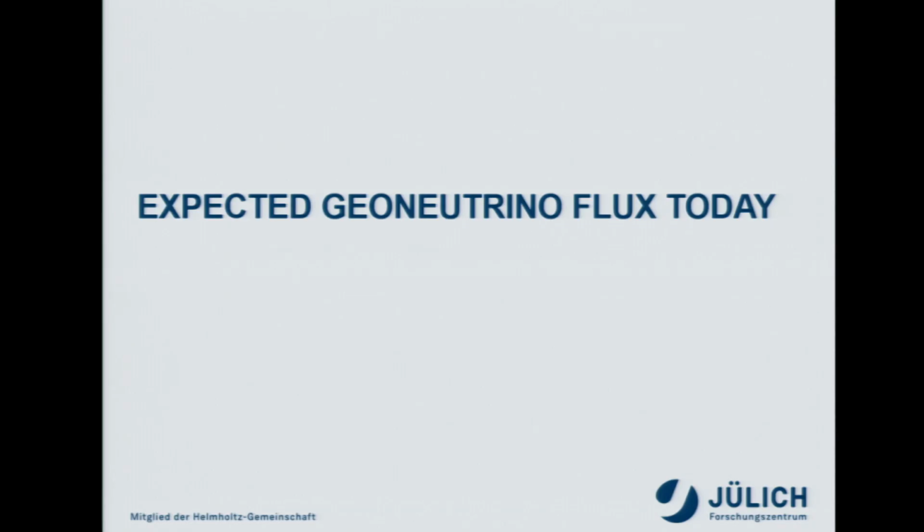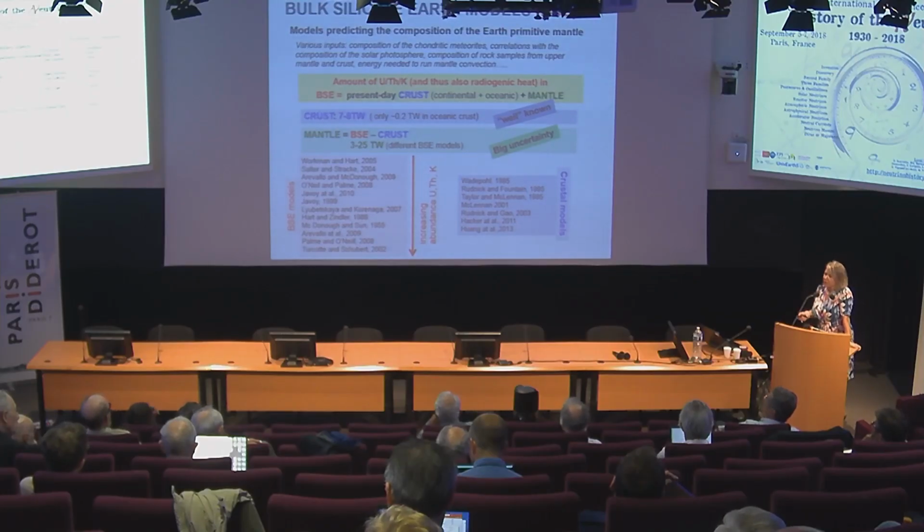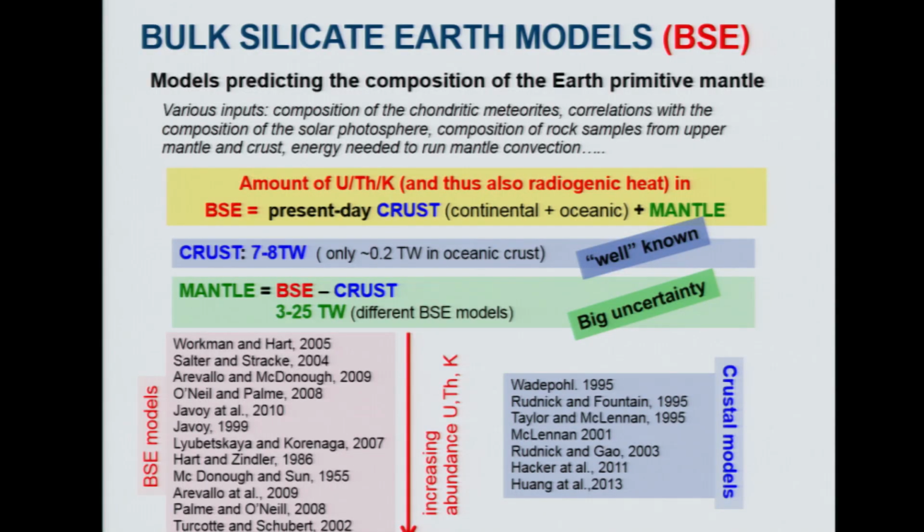So how do we calculate the expected geoneutrino flux today? In this matter, I have to introduce the concept of the bulk silicate Earth models. These are geochemical models which use different kinds of inputs and predict the total abundances of the elements, including uranium, thorium, and potassium in the primitive mantle, which is, in good approximation, the remixed crust and mantle, which differentiated from the homogeneous Earth later on.